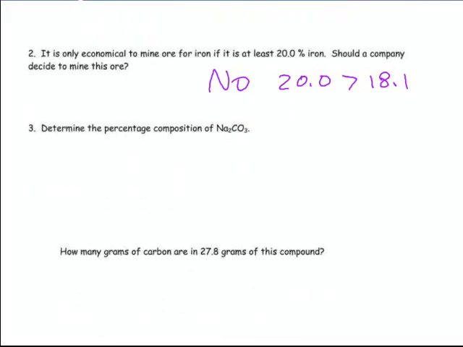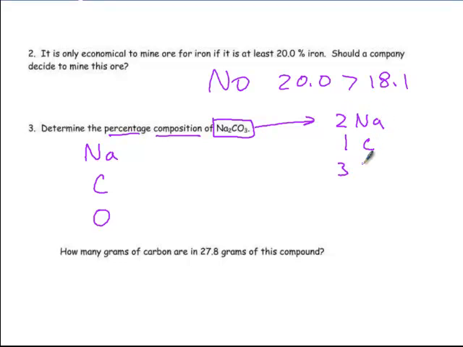All right, second question. Percentage composition means find the percent of each element. So in that particular substance, we have sodium, we have carbon, and we have oxygen. So we want to find the percentage of each of those. So the process is find the mass of the whole thing. So we have 2 Na, 1 carbon, 3 oxygens: 46, 12, 48. So 106. So the molar mass of that particular substance is 106.